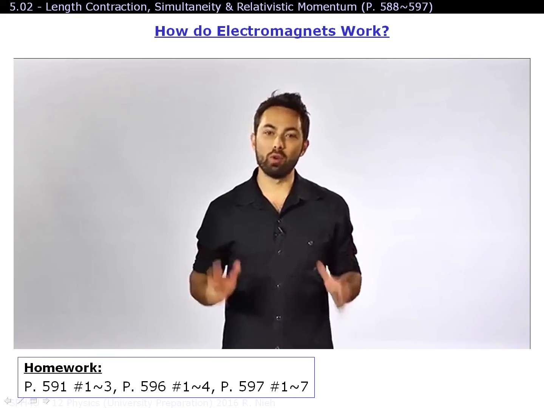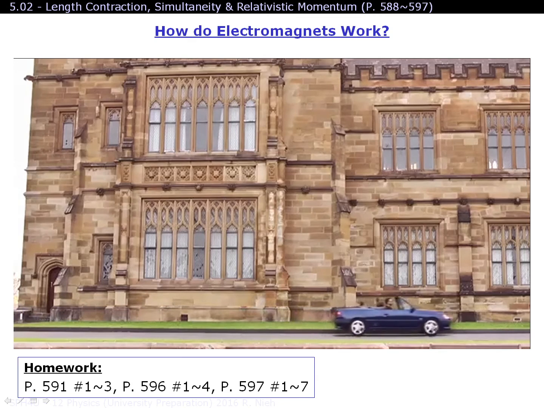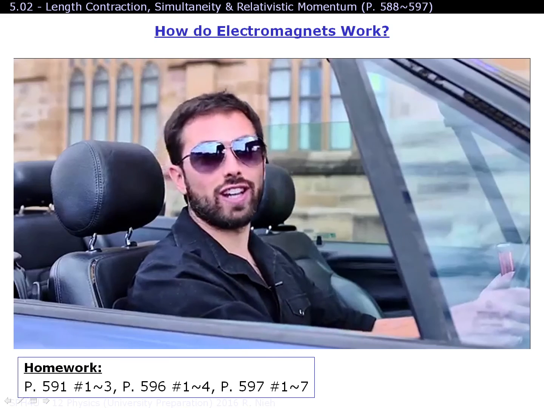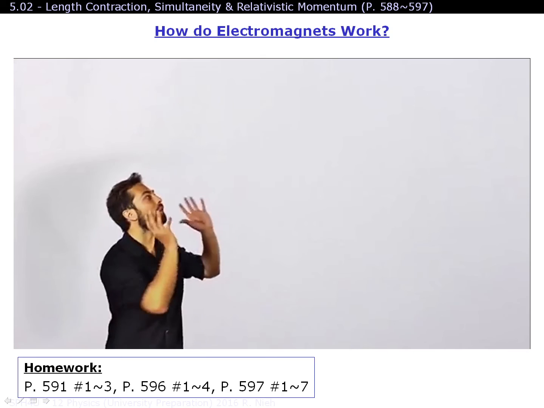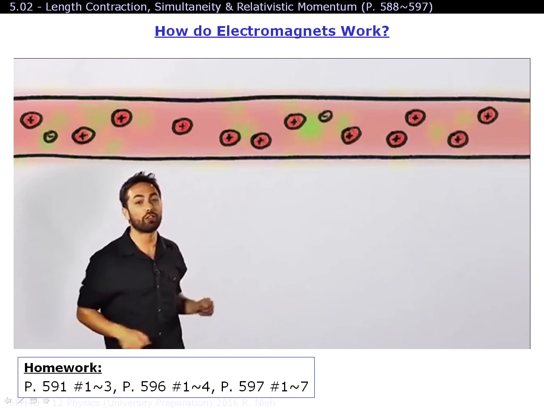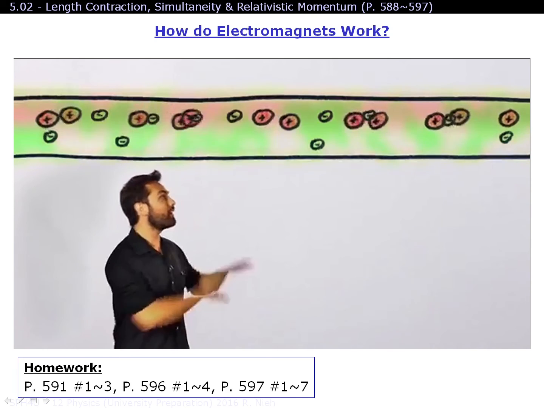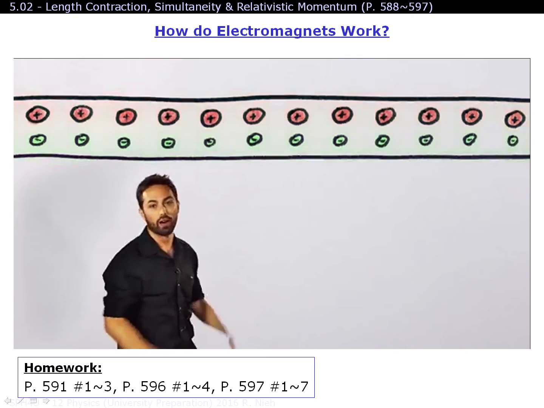So when an object is moving relative to you, it actually takes up less space than when it's not moving. And even though this effect is obviously way tinier than we've shown, length contraction is what makes an electromagnet work. Picture a copper wire. It consists of positive metal ions swimming in a sea of free negative electrons. Now the number of protons is equal to the number of negative electrons, so overall the wire is neutral.